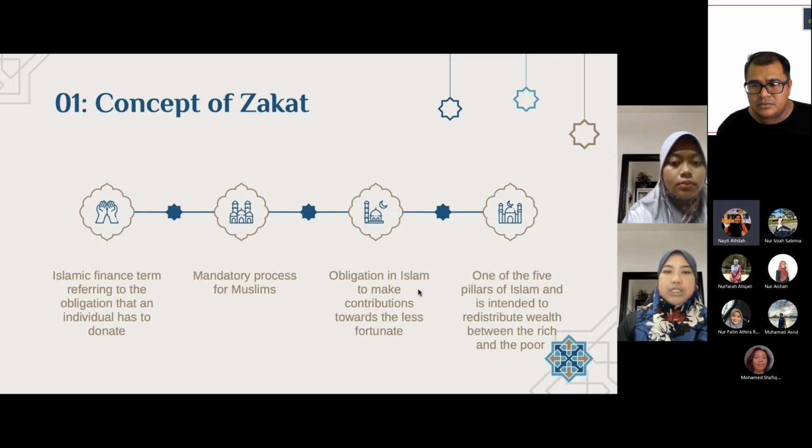And Zakat is an obligation in Islam to make contribution towards the less fortunate. Besides, it is one of the 5 pillars of Islam and is intended to redistribute wealth between the rich and the poor, as well as cleanse the wealth of those who pay zakat.